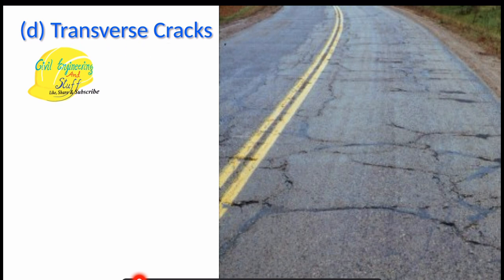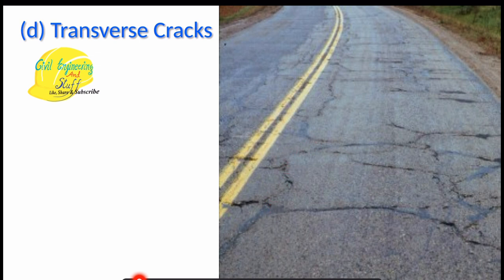In longitudinal cracking, the crack was along the length. In transverse cracking, the crack propagation will be majorly along the width. The cracking will be majorly along the width of the carriageway. Discussing the image here, you can see the cracks are generated along the length. This is the generation of a longitudinal crack.